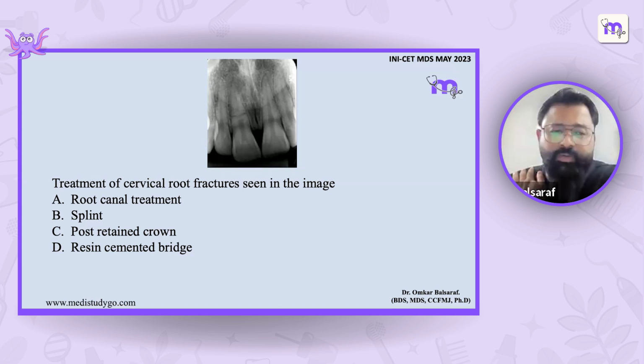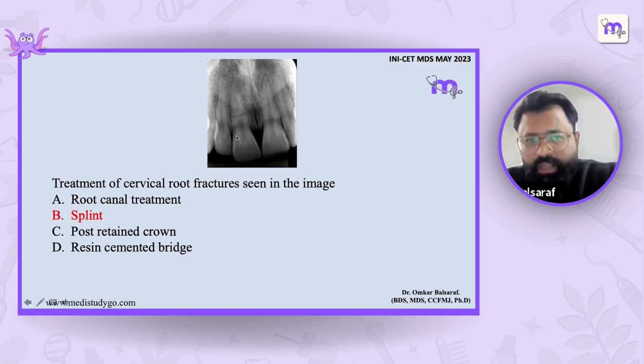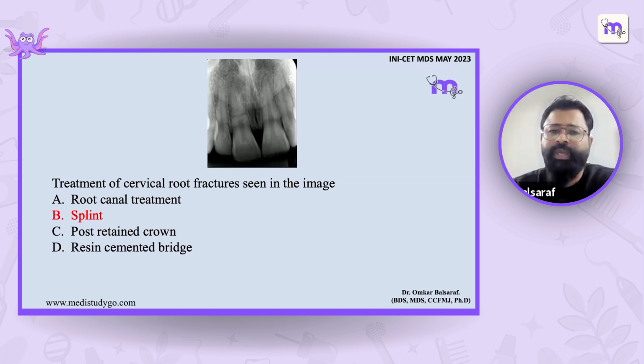Resin cemented bridge, we won't be doing the resin cemented bridge for sure. We are supposed to splint this tooth, observe, wait and watch. We should check for symptoms. If they don't subside, the patient is having swelling or the patient is having any kind of pain, go ahead with the root canal treatment. But for sure, first line of treatment should be splinting.